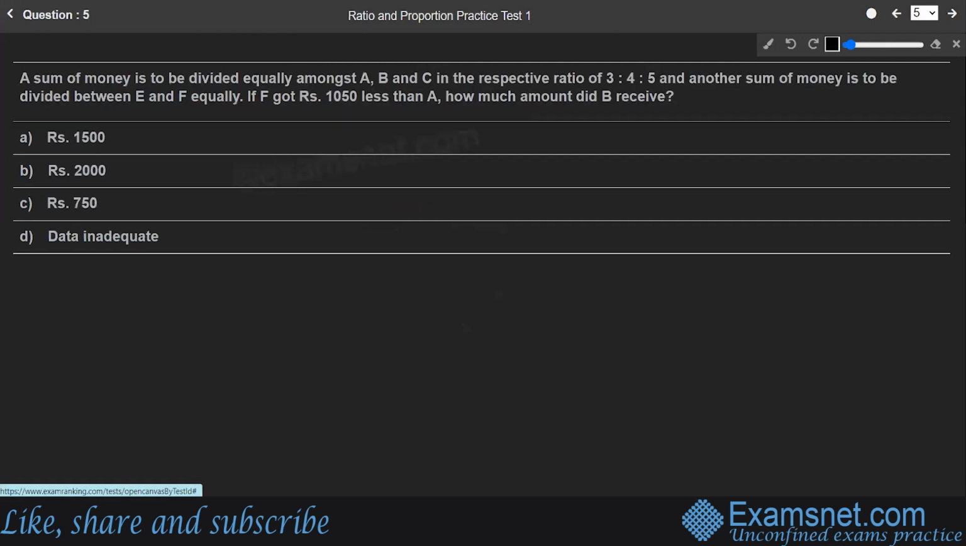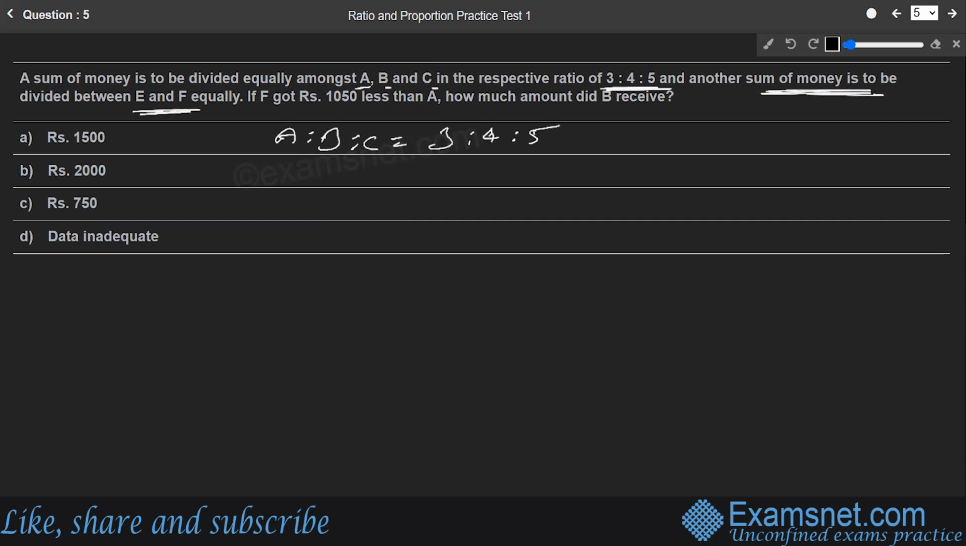Okay, the next one. A sum of money is to be divided among A, B, and C in the respective ratio of 3 is to 4 is to 5. So the ratio of A is to B is to C should be 3 is to 4 is to 5. This is the first thing given. And another sum of money is to be divided between E and F equally, in which the ratio of E and F should be equal, meaning 1 is to 1. If F got rupees 1040 lesser than A, so F receives A minus 1050. How much amount did B receive? This is the question given to us.